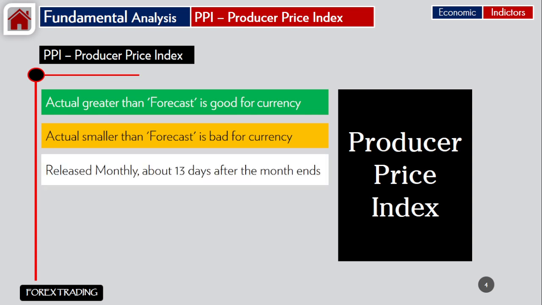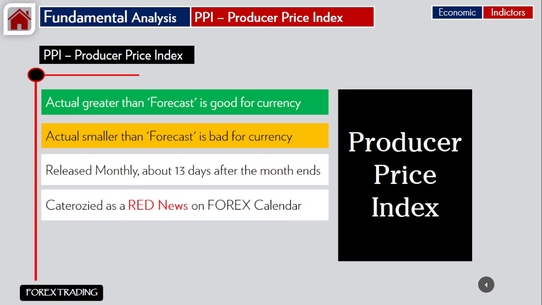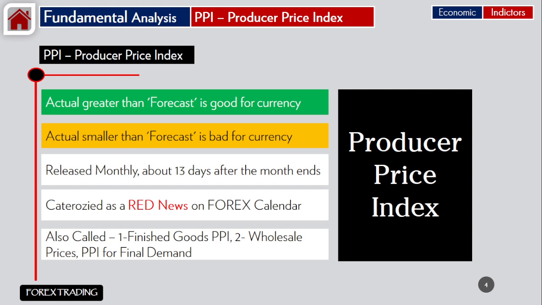It is released monthly about 13 days after the month ends, and it is categorized as red news on the forex calendar. And why is it red? Because it can have a greater impact in the forex market. Depending on its data release, the markets can be volatile and they can move positively and negatively, and from there forex traders have a chance to make money. They can also lose money. I mean, they have to carefully look at the figures and analyze their strategies.